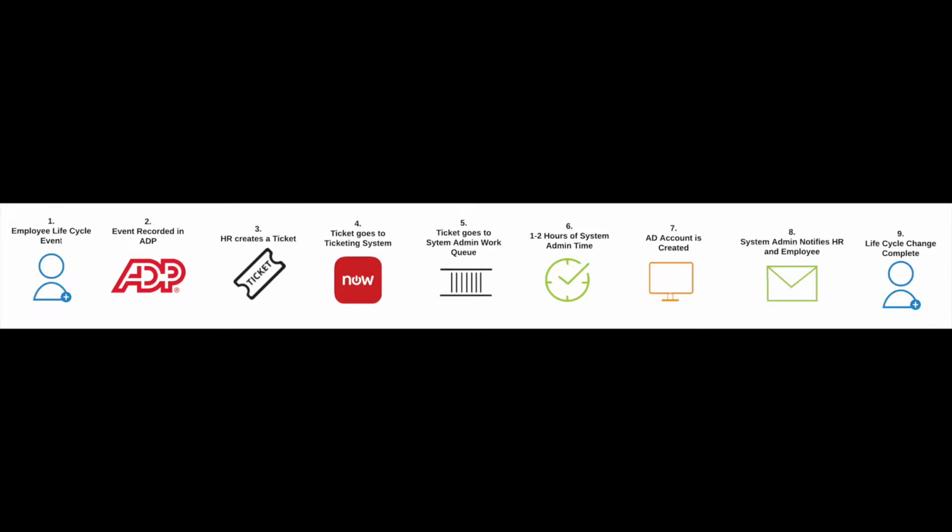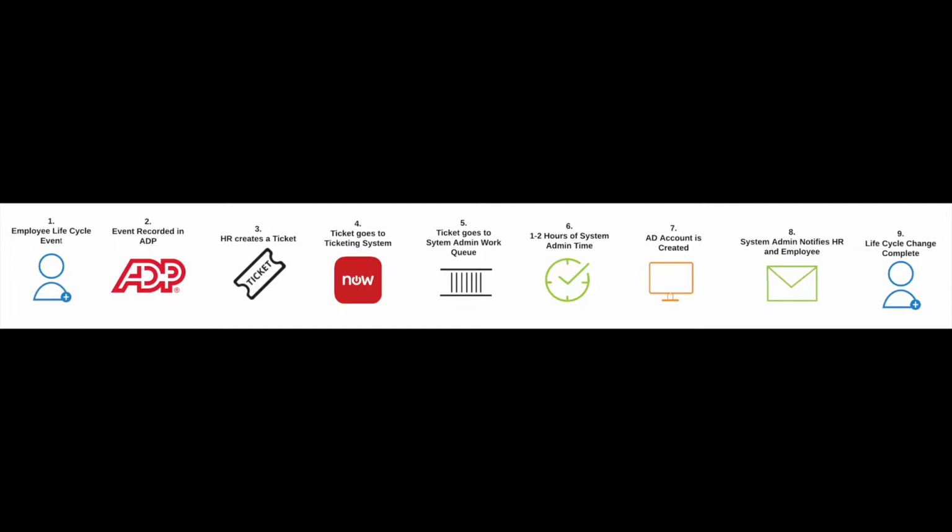In most organizations, whenever an employee joins, leaves, or changes roles, an event is created in the ADP HR system. The HR associate will then create a case or a ticket in the ticketing system like ServiceNow or Jira for the system administrator to create, delete, or update an Active Directory account for the associated employee. Then the system admin receives the ticket in his work queue. He creates an AD account and notifies the HR and the employee. In a typical setup, this system admin activity will take anywhere from 1.5 to 2 hours.